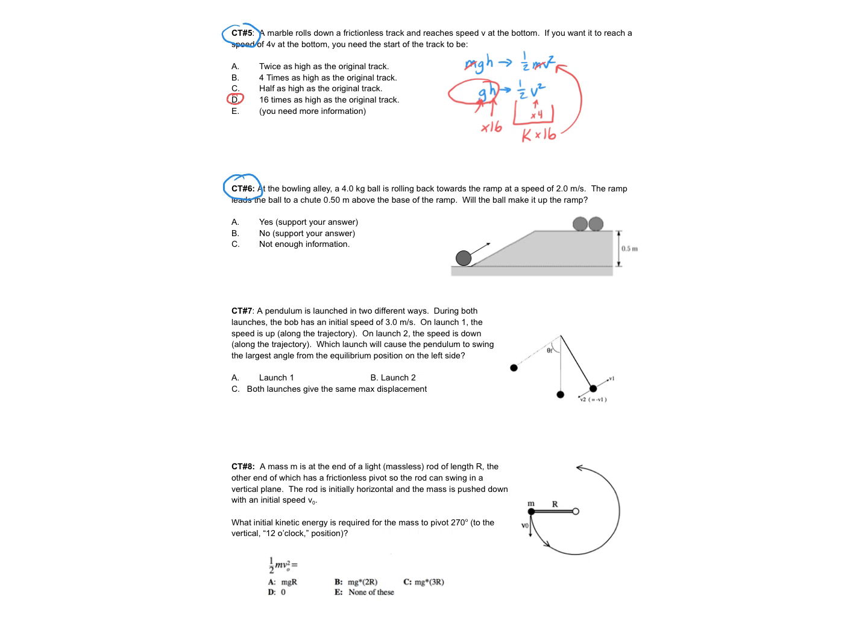Concept test number 6 says, at the bowling alley, a 4-kilogram ball is rolling back towards the ramp at a speed of 2.0 meters per second. The ramp leads the ball to a chute 0.5 meters above the ramp. Will the ball make it up the ramp?